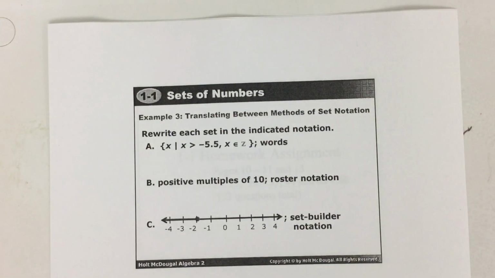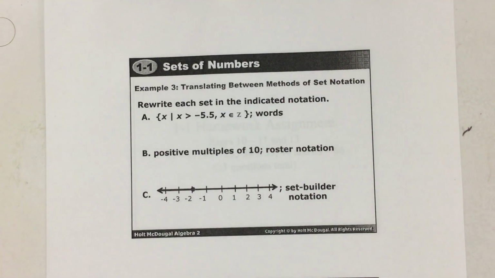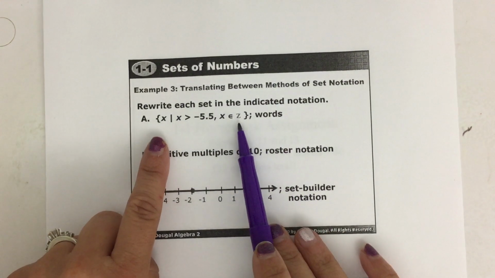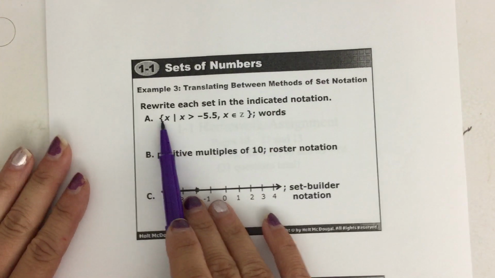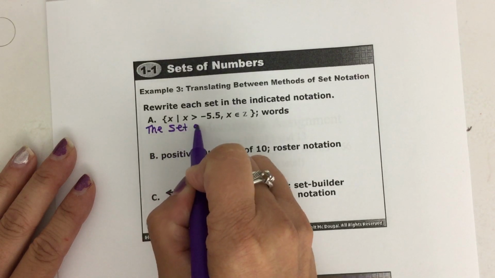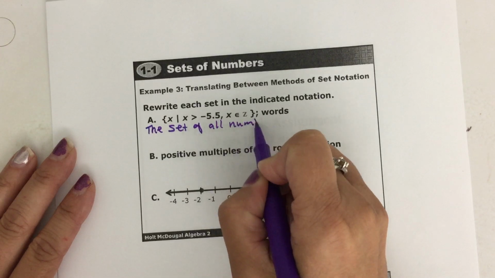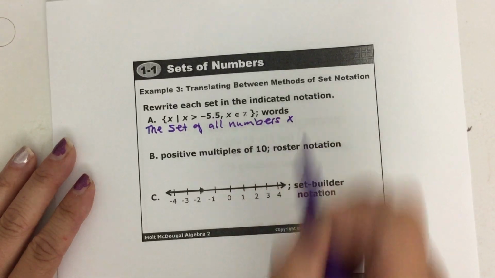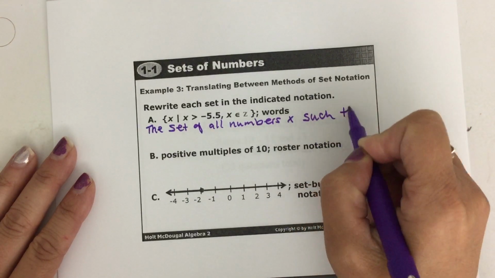So the big finale for 1.1. They're going to give us one notation. We need to write it out in whatever notation they tell us. So this is set builder notation. They want us to write it out in words. So remember, with set builder notation, that little bracket is the set of. X is all numbers x. The vertical line is read such that.